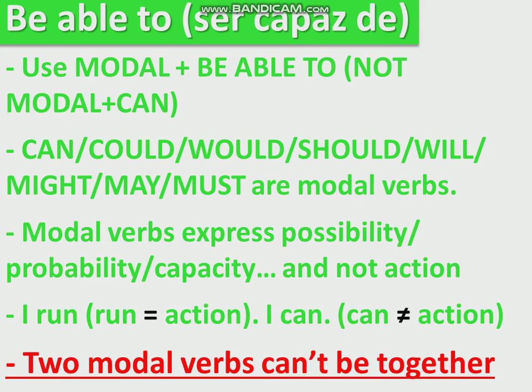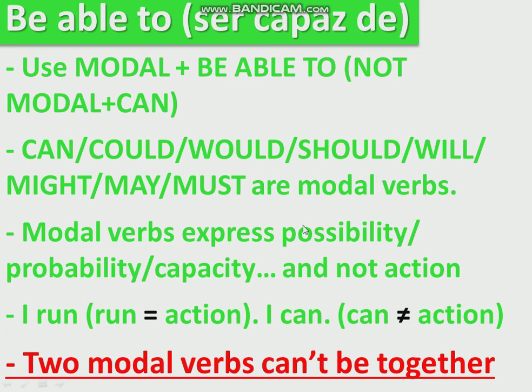Okay. Now, and be able to. Be able to in Portuguese is ser capaz de. Now, we use modal verbs plus be able to. We don't use modal verbs and can. Can, no. Modal and can, no. And you say, what's a modal verb? Modal verbs include can, could, would, should, will, might, may, must. These are all modal verbs, and we don't use modal verbs with can.